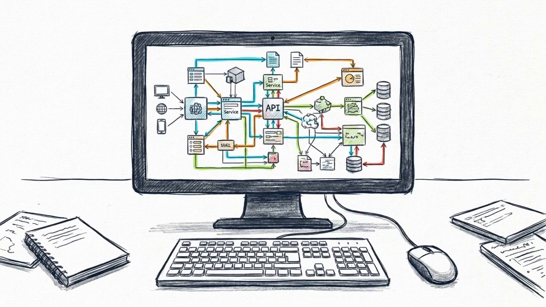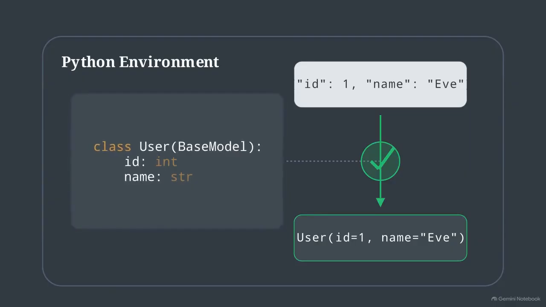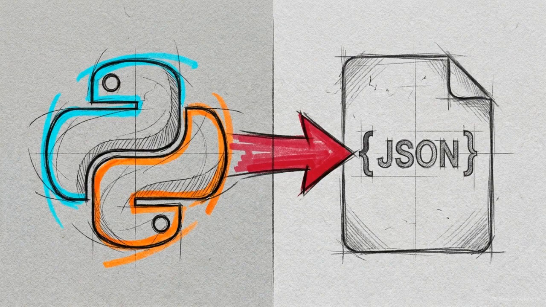But this brings up an obvious question. If you're already using Pydantic to validate your Python data with familiar classes and types, why would you need to learn a completely different specification written entirely in plain JSON?